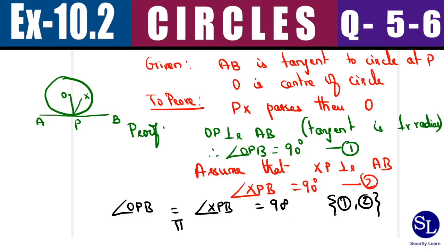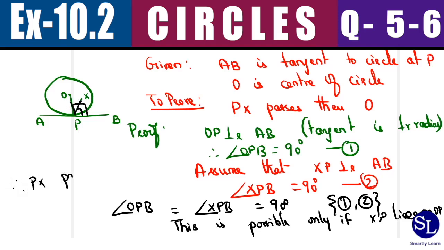This is possible only if XP lies on OP, because if both are perpendicular to AB, then the possibility is that this line XP has to lie in the line OP. Therefore, PX passes through O. So that is what we wanted to prove. So we can wind off and say hence proved.